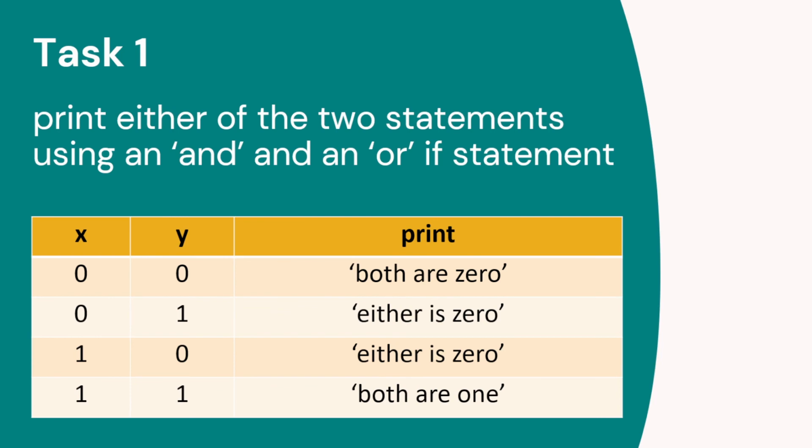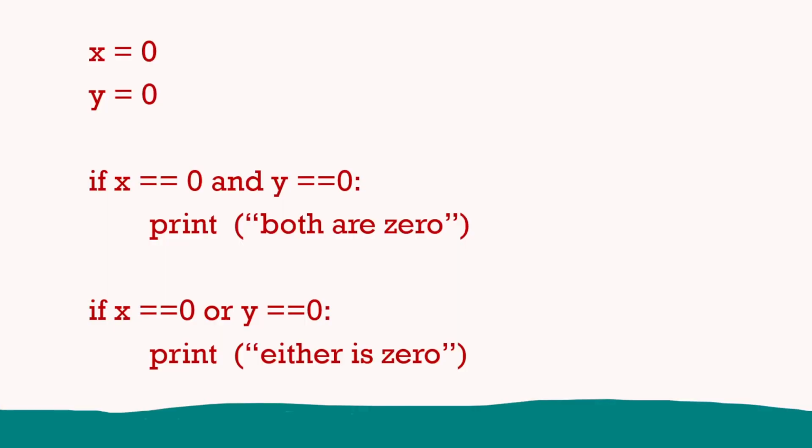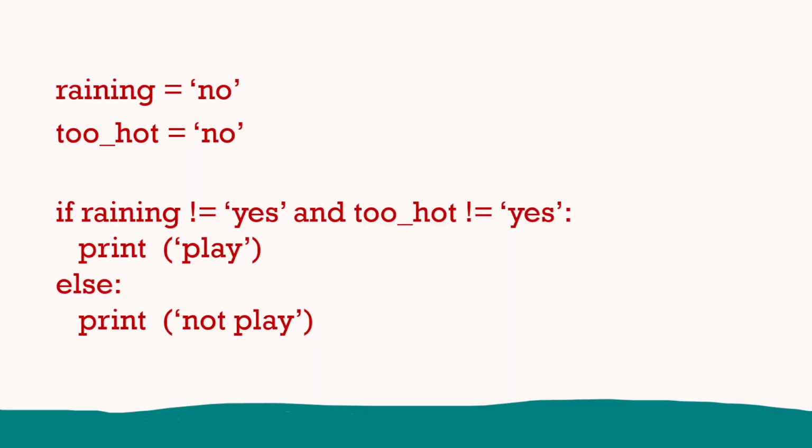Task 1. Here we've got an AND statement. If they're both true, print both as 0. Or if we have x is 0 or y is 0, then we print either is 0. So we have an and an or. That was task 1.